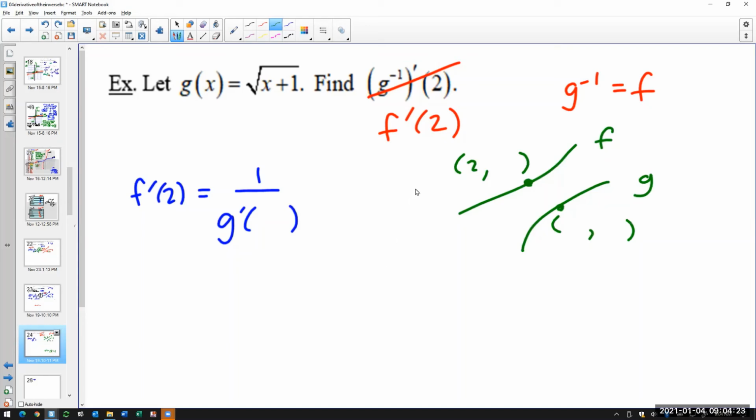Okay. The x value of my f is 2. Did you guys use that? So that means the y value of my g is 2.